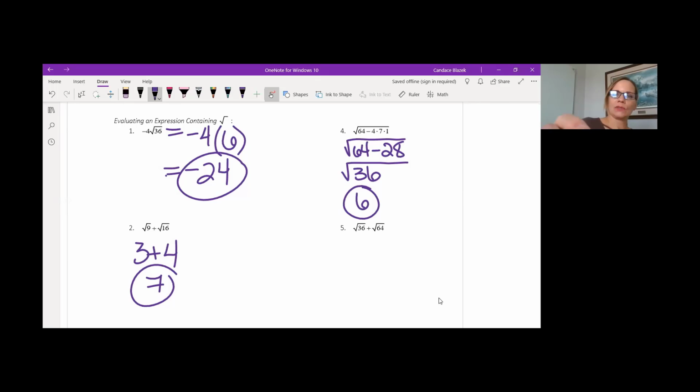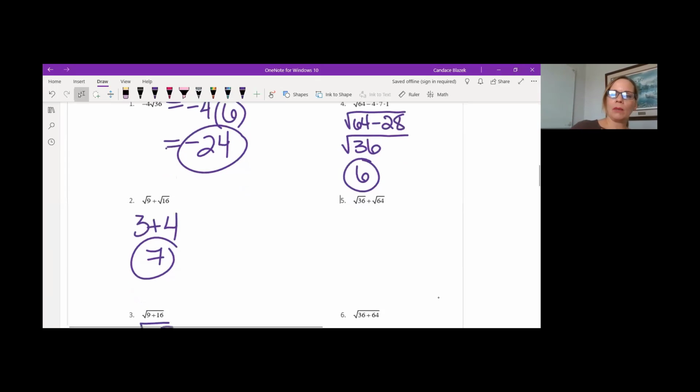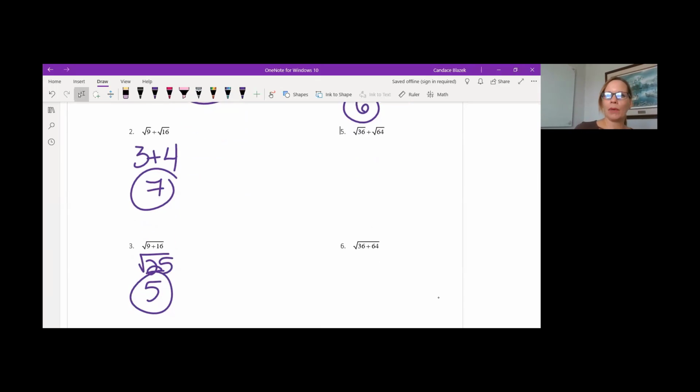And then with 5 and 6. So take a look at 5 and 6 just for a minute. Go ahead and do them and we'll come back and talk about these in just like 30 seconds.